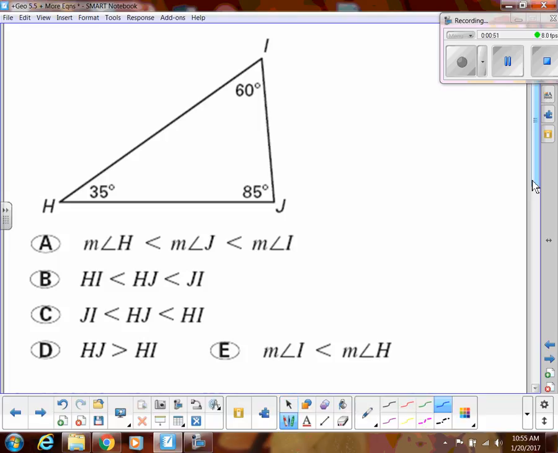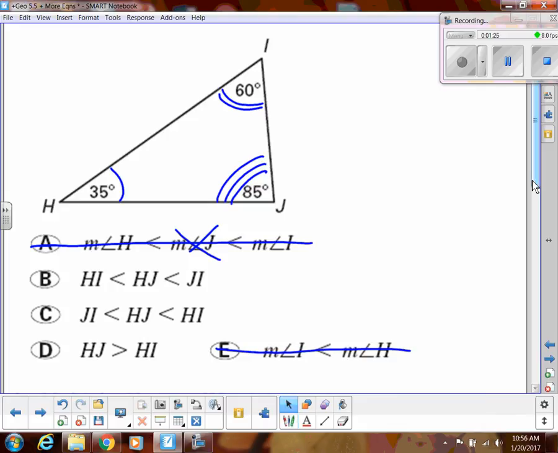If we are looking at this triangle, notice that this is the smallest angle, this is the medium angle, and this is the largest angle. So any of them dealing with angles, which is just E and A, would be ranking those in order. H is the smallest, I is the middle one. Here it says J is the middle one, so it's not A. And then here it says I is smaller than H. That is not true. So now let's rank the sides.